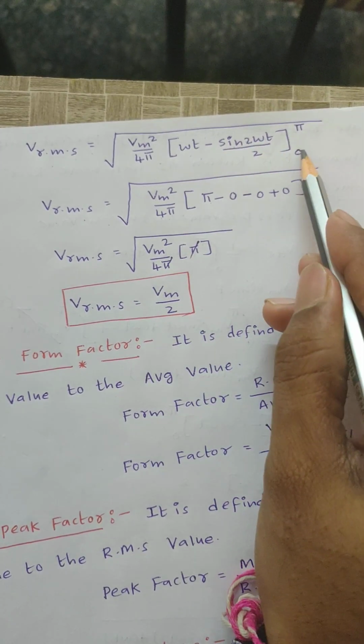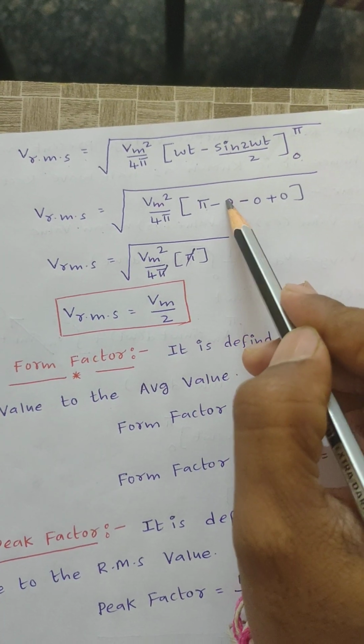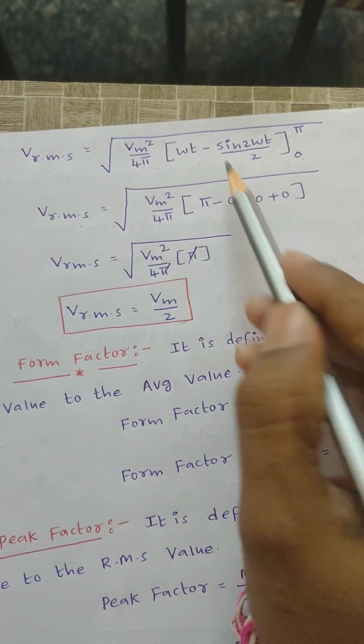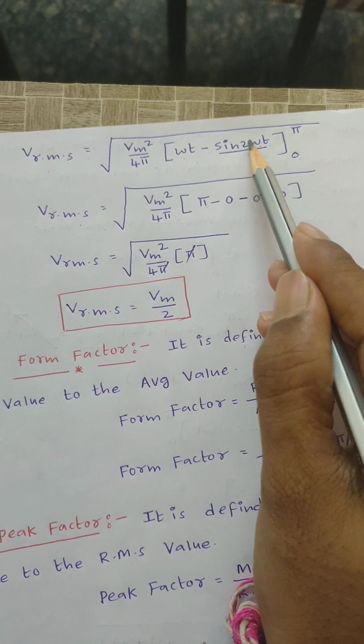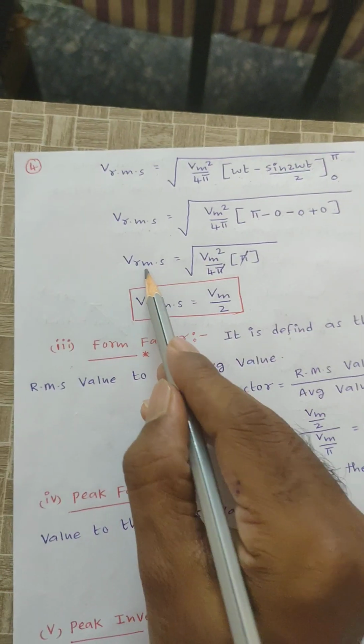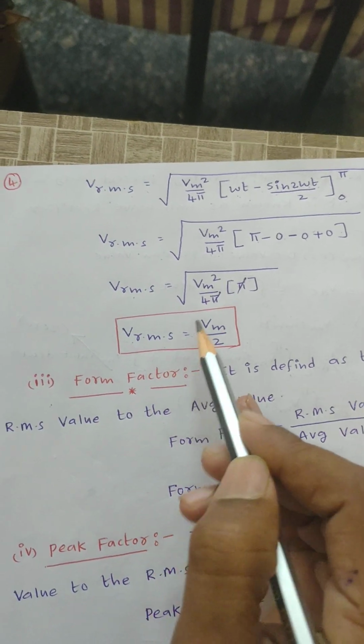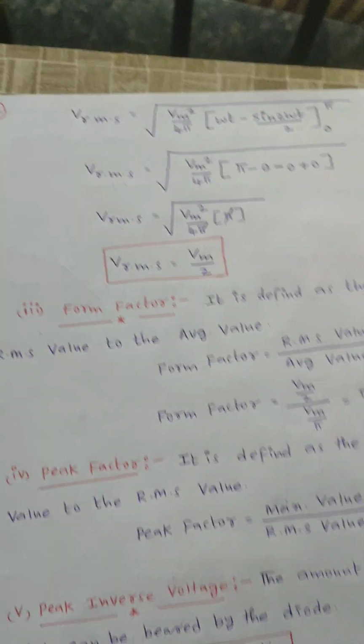You will get Vrms equal to the square root of Vm square by 4 pi, into pi minus sin 2 pi, whose value will be 0. Upper limit is over; minus the lower limit 0, and again sin 2 into 0 is sin 0, which again is 0. After simplification you will get Vrms equal to Vm by 2.